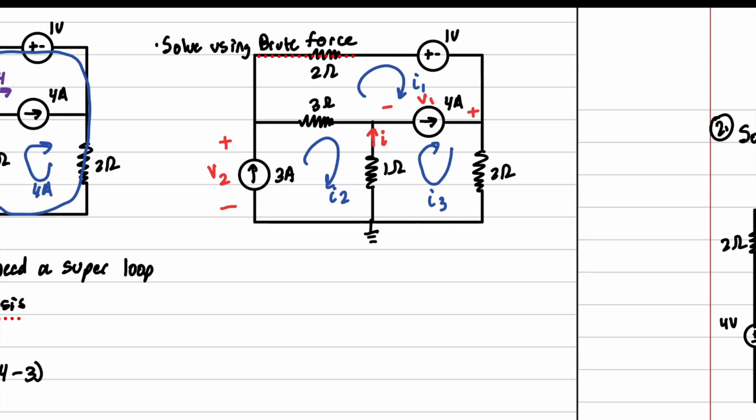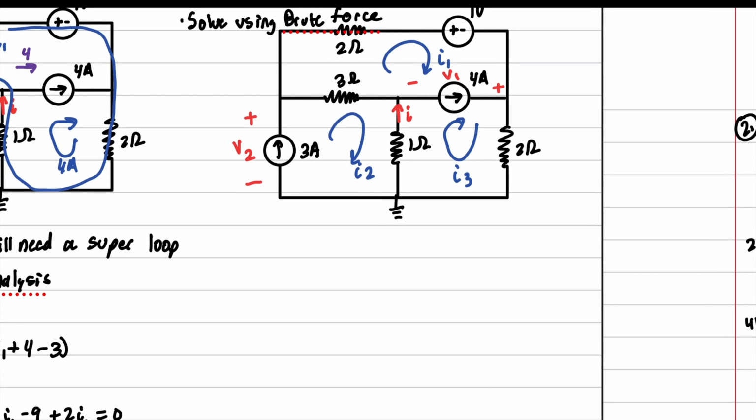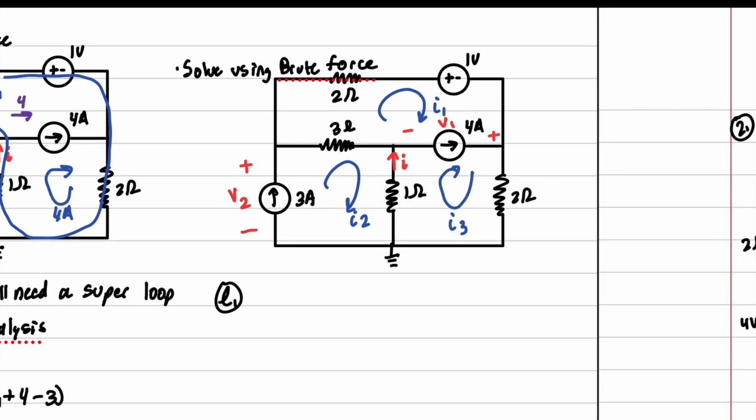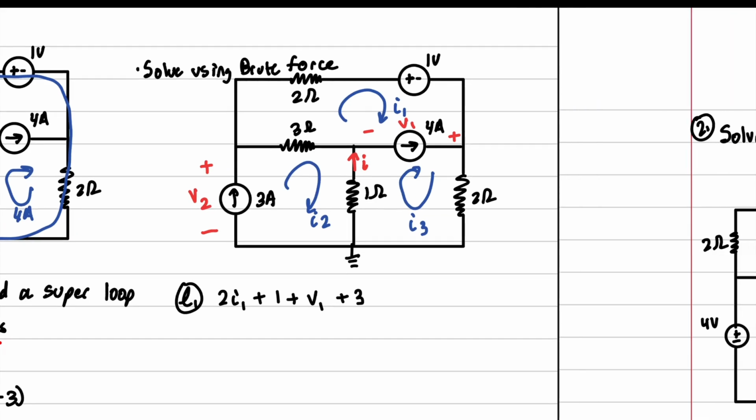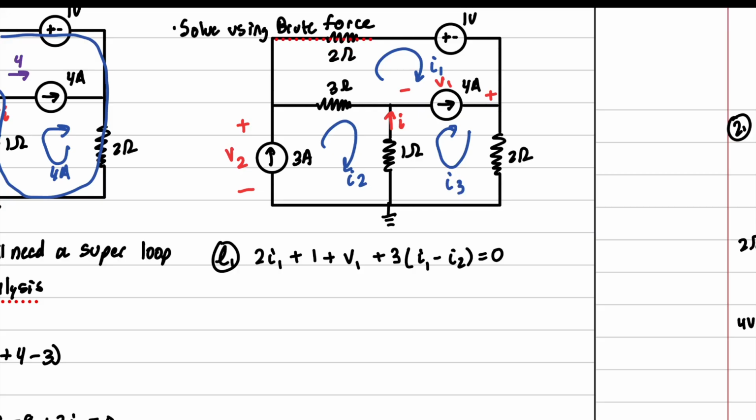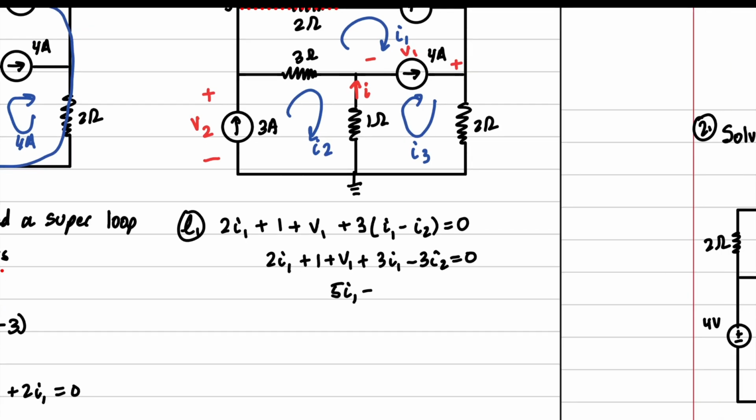So we are just going to solve this like normal. We are going to find loop 1, and loop 1 has 2I1 in it, plus 1, plus V1, because we're treating it as a voltage difference, plus 3, and notice what's in that resistor is I1 minus I2 equals 0. Then we're going to simplify it down, and we get 5I1 minus 3I2 plus V1 equals -1.